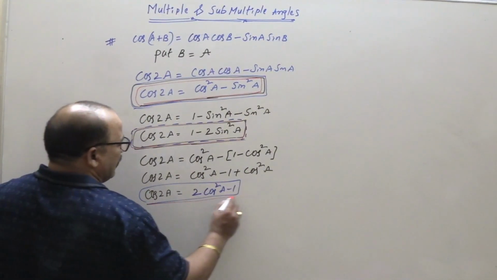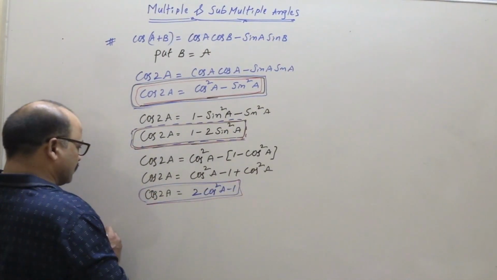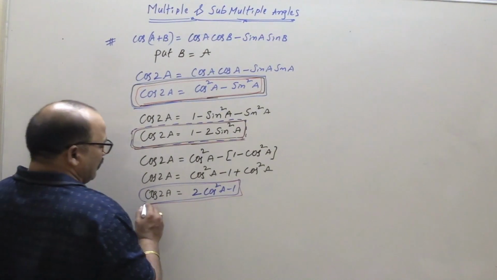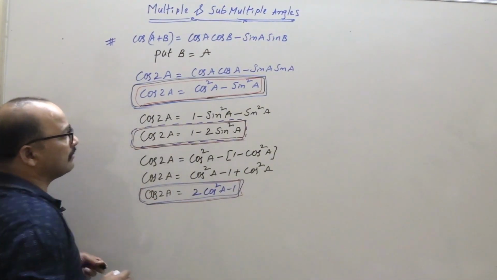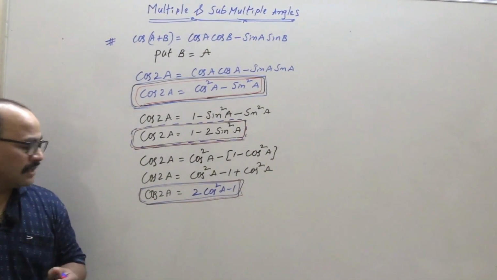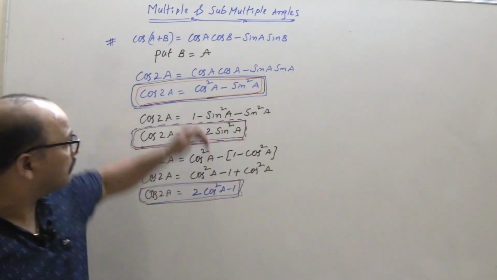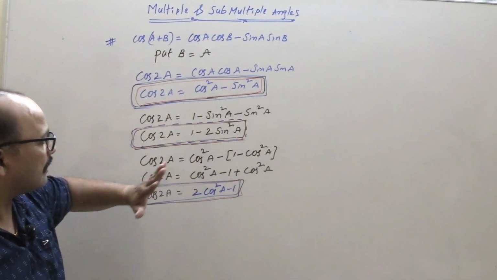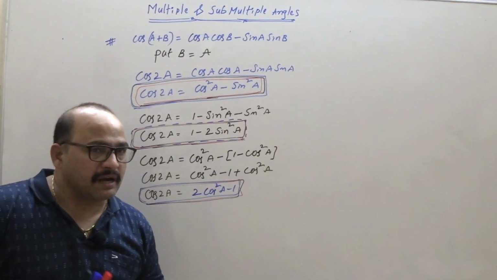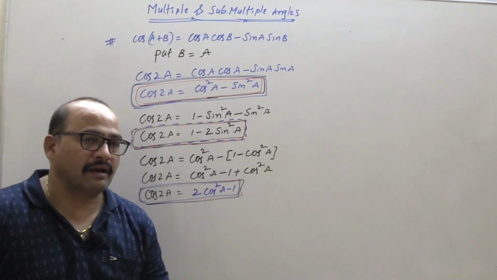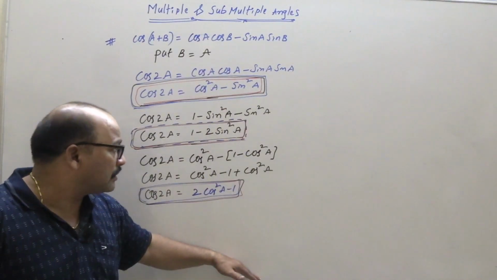In terms of sin, in terms of cos, in terms of tan. Now I am going to prove that in terms of tan. Clear? Cos 2a formulas, 3 formulas are finished: 1, 2, 3. Now the formula of cos 2a in terms of tan. How, sir? I am going to prove that result.